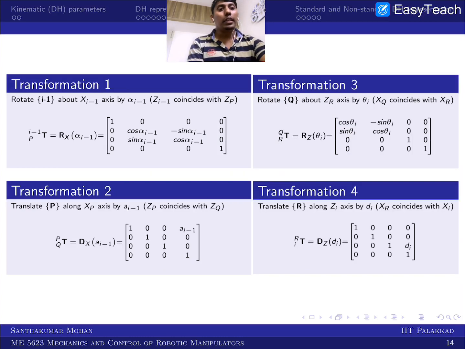So in the sense, what I did: the first transformation is the x axis rotation. So this is the x axis rotation transformation matrix. The second transformation I have done is the x axis translation. That is what is happening here. The third operation is rotation about the z axis with an angle of theta, and the fourth one is the z axis translation.